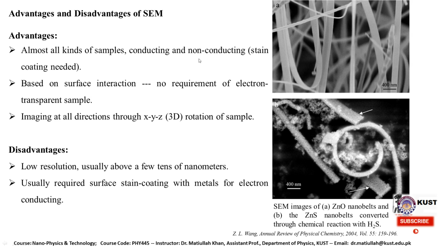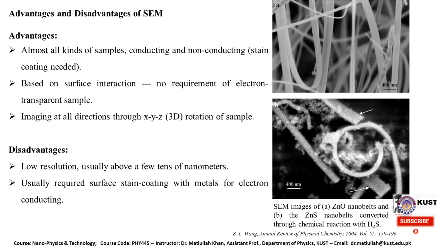If we elaborate the advantages and disadvantages of the scanning electron microscope, then in the advantages part, we know that SEM can handle different types of samples, maybe conducting or non-conducting, and based on the surface interaction, no electron transparent sample is needed. The other advantage of SEM is that it can take images from all directions through XYZ, because we can easily rotate the sample by the rotator in the scanning electron microscope.